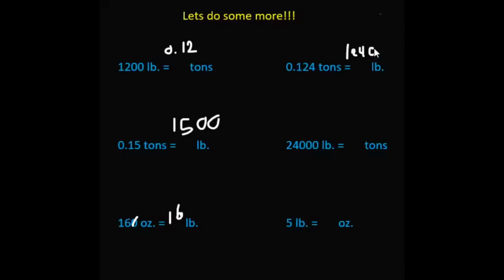So we have an answer for that one. Okay, so now let's move on to the next one. The next one says 24,000 pounds equals how many tons? So remember, 1 ton is equal to 2,000 pounds. So 24,000 divided by 2 is 12. So it equals 12 tons.